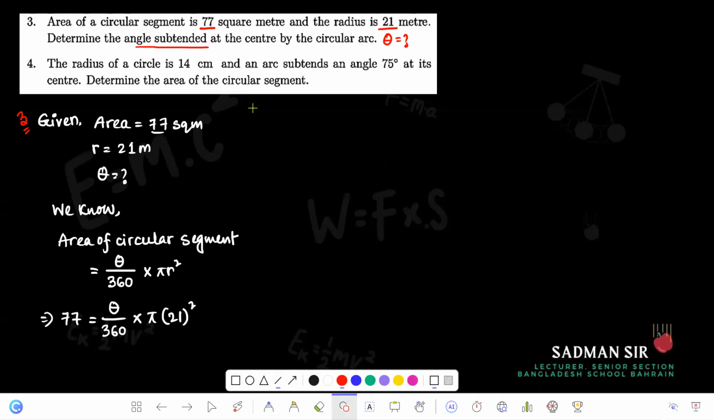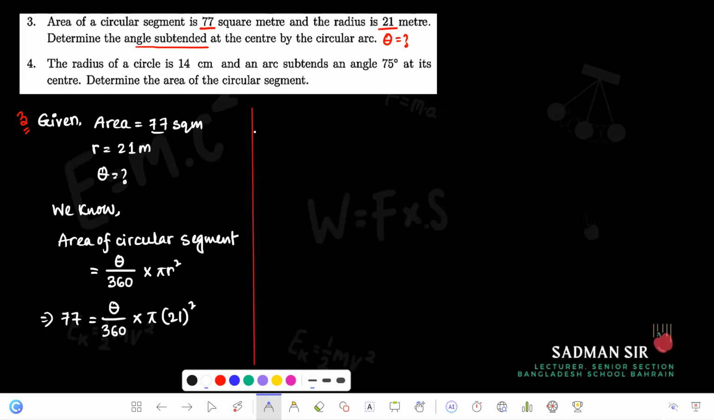Continuing the calculation, the 360 degree is divided. So if I change the side, it will be multiplied. And with theta, this pi into 21 square is a multiplication condition, right? So if we change the side, it will be divided. So pi into 21 square equal to theta. Kindly do the calculation and let me know the answer, and check at the back of your textbook whether the answer is correct or not.